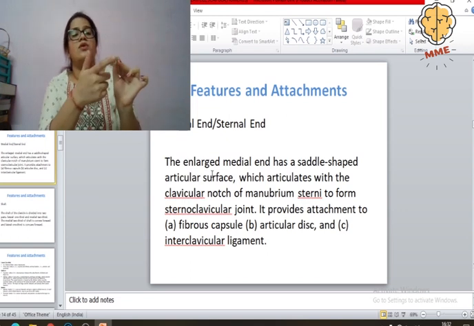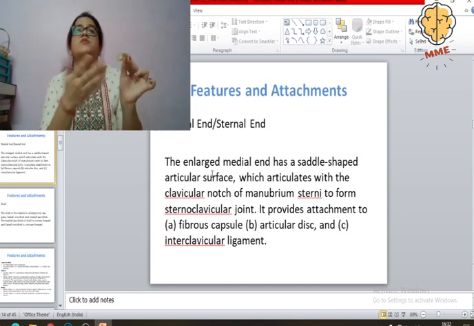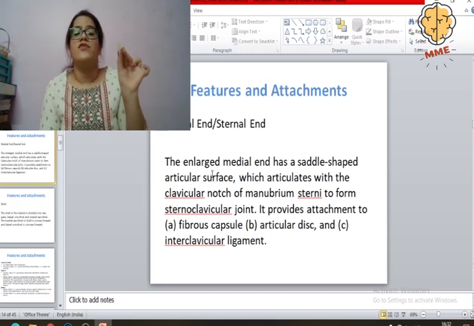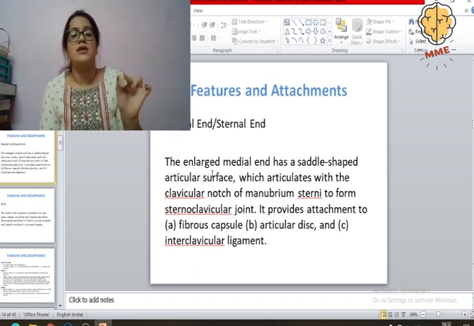So this particular, obviously, it is big, so there were bound to be more attachments, okay? So there are 3 attachments. What are they? The fibrous capsule, the articular disc and the interclavicular ligament.